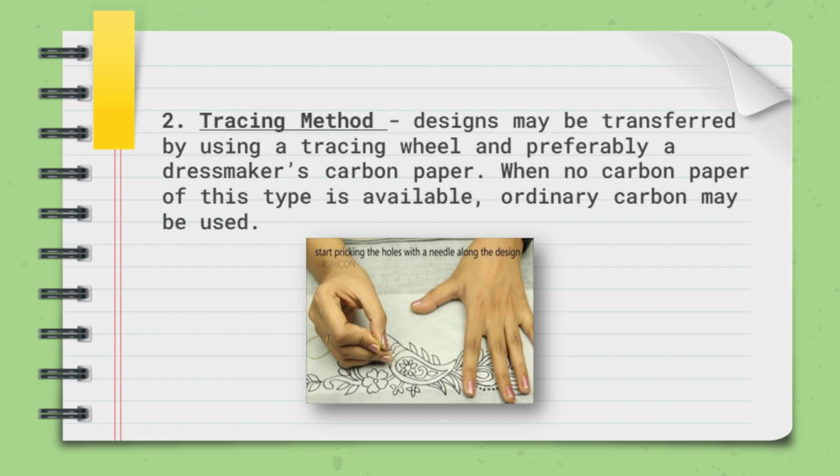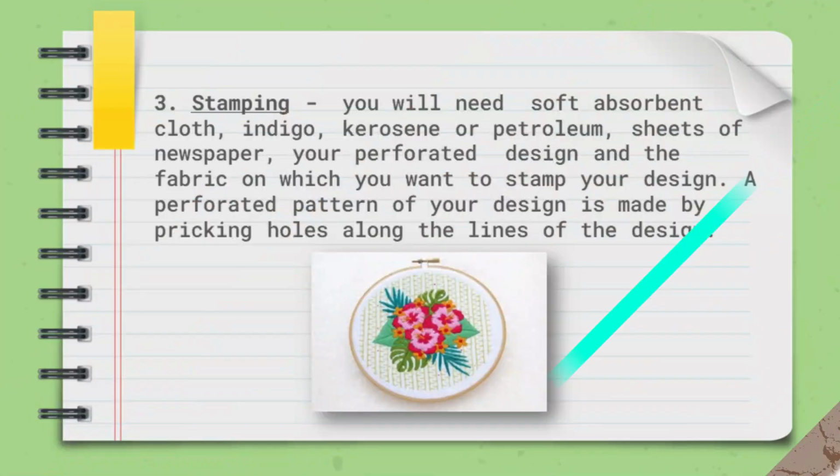2. Tracing method. Designs may be transferred by using a tracing wheel and preferably a dressmaker's carbon paper. Where no carbon paper of this type is available, ordinary carbon may be used. 3. Stamping. You will need soft absorbent cloth, indigo, kerosene or petroleum, sheets of newspaper, your perforated design, and the fabric on which you want to stamp your design. A perforated pattern of your design is made by pricking holes along the lines of the design.